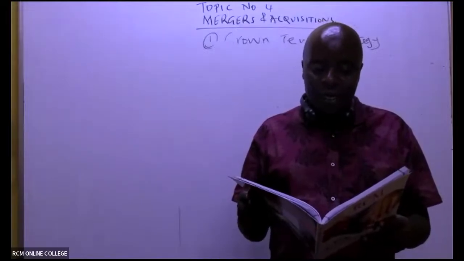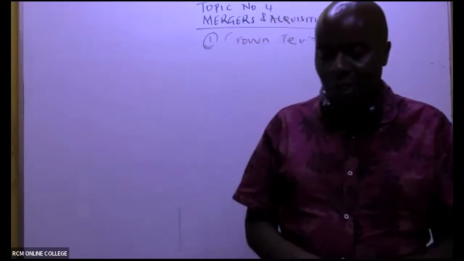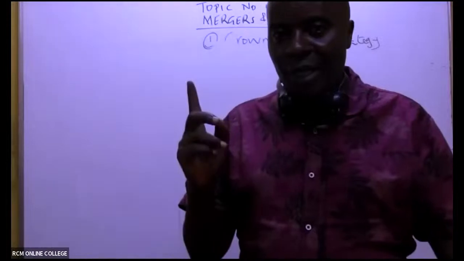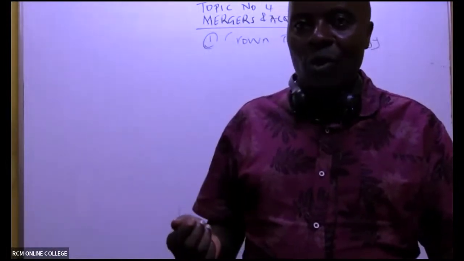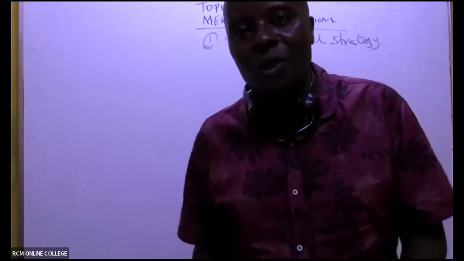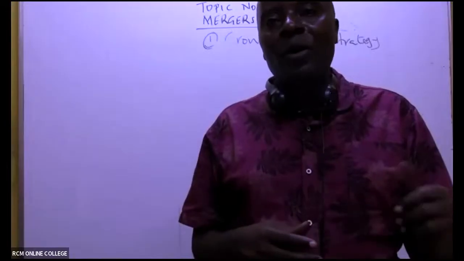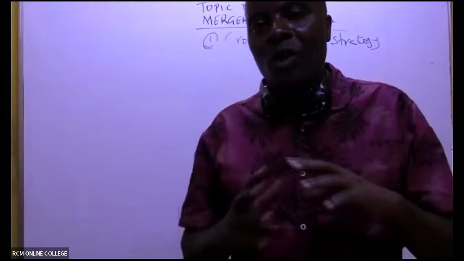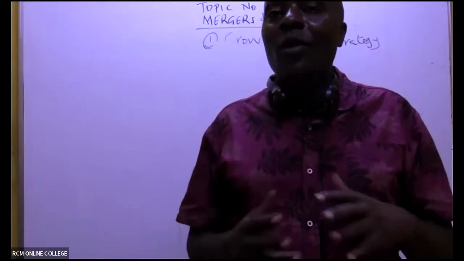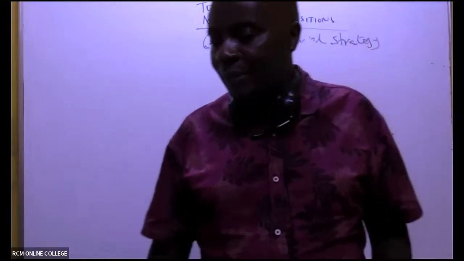Six economic and financial justifications. So financial will be things like the synergy, money, tax savings. Economic will be things like economies of scale. We have economies of scope. Yeah, so let's read them.